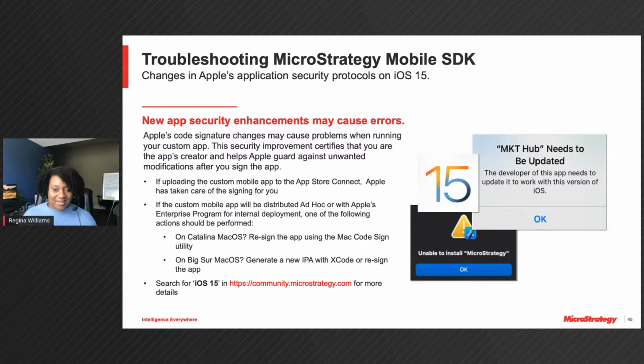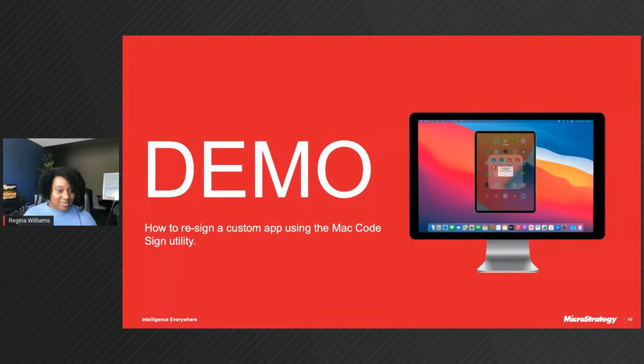But let's go to the next slide, and let's just go through a demo. If you do have to re-sign the custom app, it's easy because you don't have to make any changes to the IPA. You don't have to recompile. You just go through the process to re-sign it. Let's start the demo to show how to accomplish that.